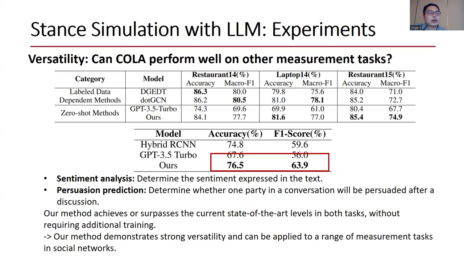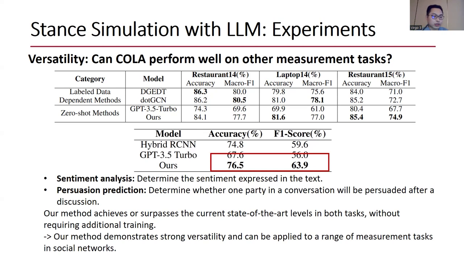We further evaluated whether the methods can perform well on other measurement tasks, because we only used stance as one important case. There are also many other important tasks. We used it in sentiment analysis and in persuasion prediction, which are very important in social simulation. The first is about determining the sentiment expressed in the text. The second is about determining whether one party in a conversation will be persuaded after discussion. And our method surpasses the SOTA performance in both tasks without requiring any additional training.